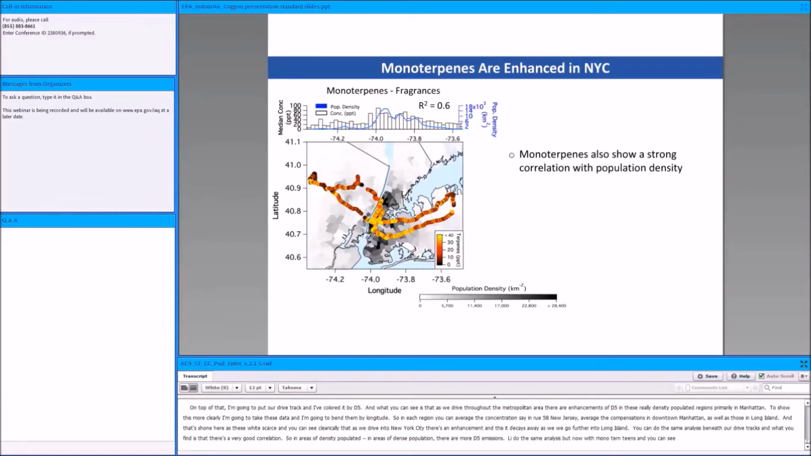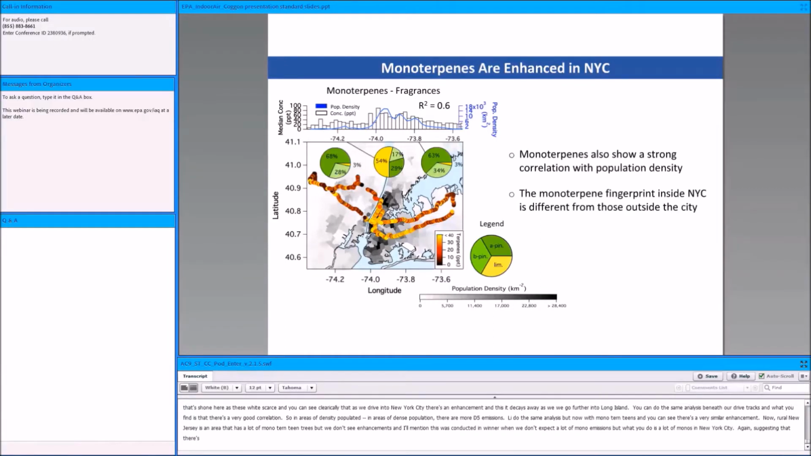Now, rural New Jersey is an area that has a lot of monoterpene emitting trees, but we don't see enhancements of monoterpenes. Now, I'll mention that this was conducted in winter when we don't expect a lot of monoterpene emissions, but what you do see is a lot of monoterpenes in New York City, again suggesting that there's an anthropogenic source of fragrance consumer products.